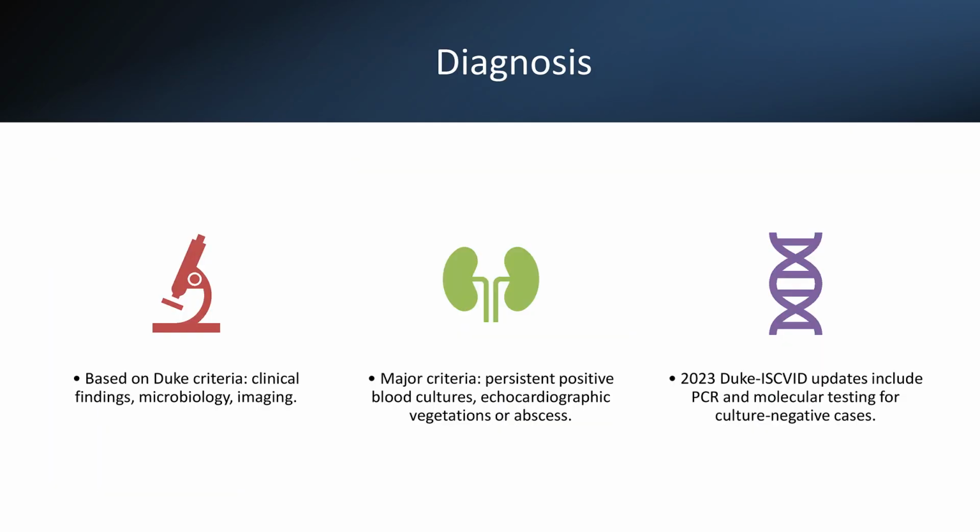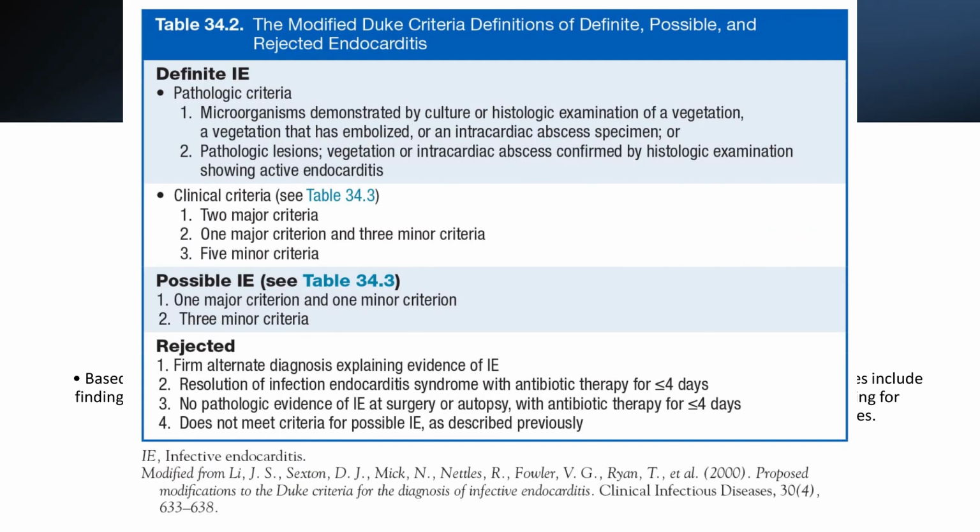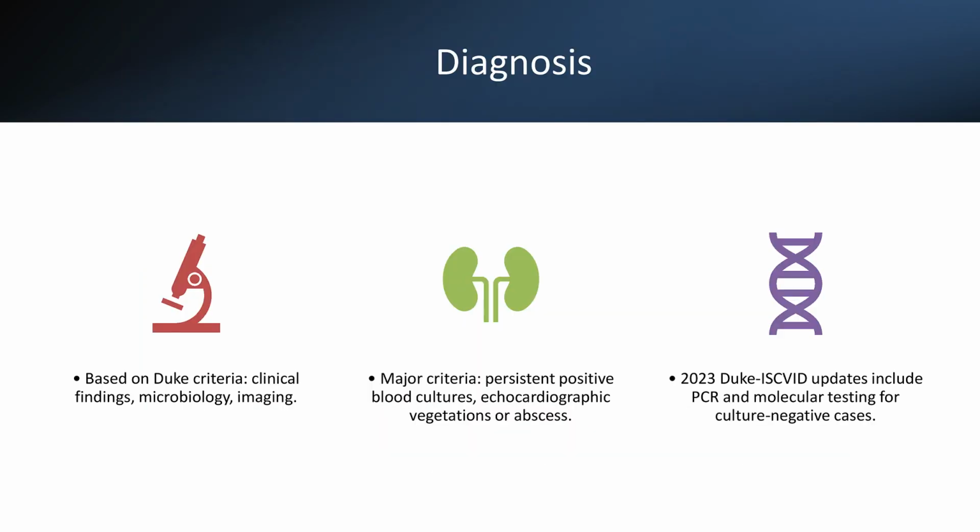Diagnosis. The diagnosis is based on the Duke criteria, which combine clinical findings, microbiology, and imaging. Major criteria include persistent positive blood cultures and echocardiographic evidence of vegetations or abscess. Recent updates, including the 2023 Duke-ISCVID criteria, emphasize advanced diagnostics, such as PCR and molecular testing in culture-negative cases.